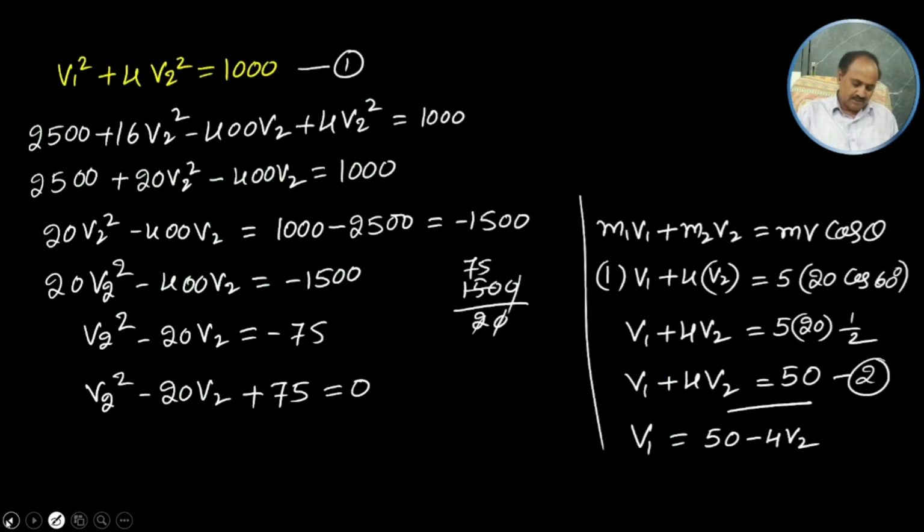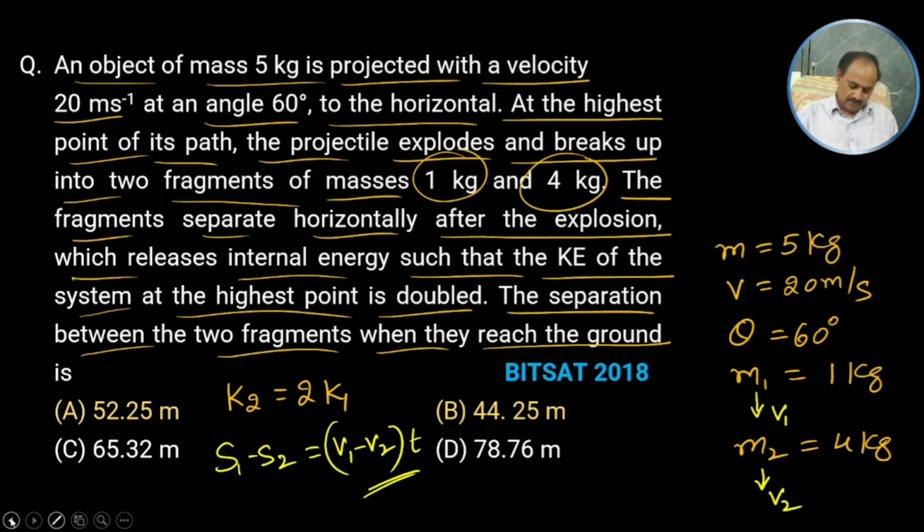Look at the options. Easy but lengthy problem. 44 point something. Option B is absolutely correct. I hope all of you clearly understood. Lengthy problem, right? You have to solve the problem step by step. Okay?